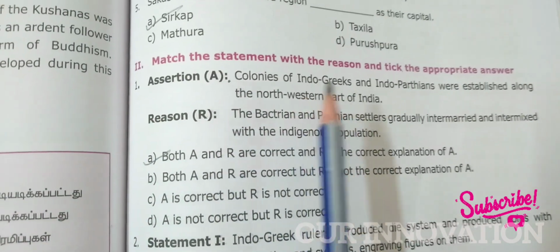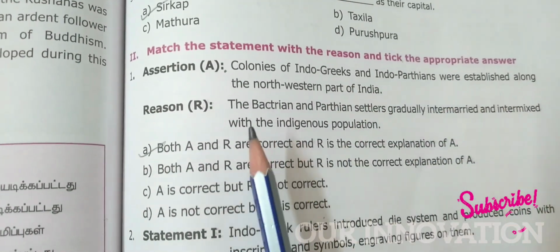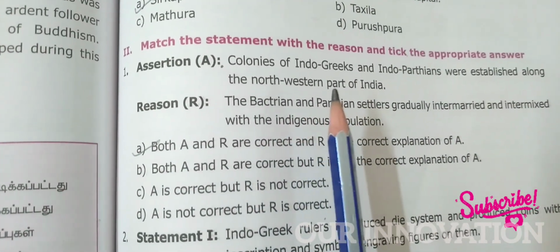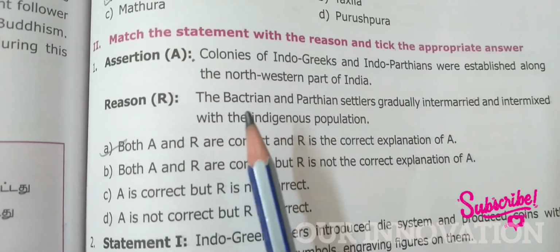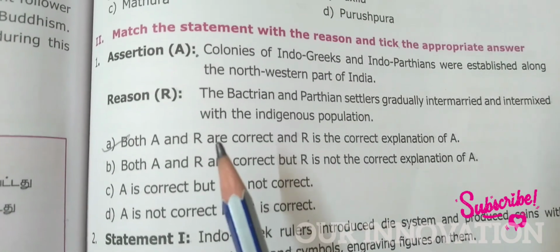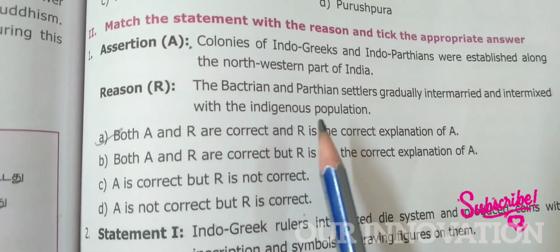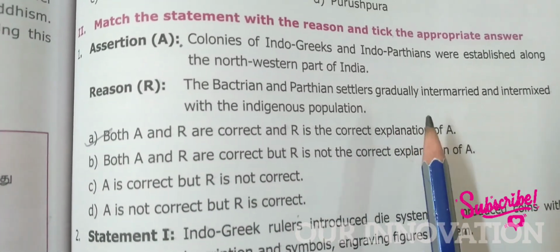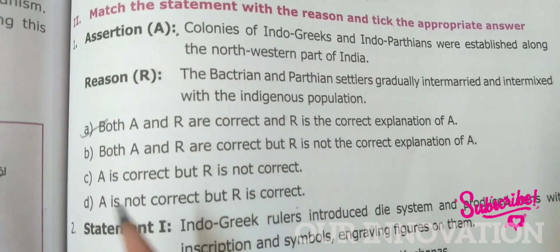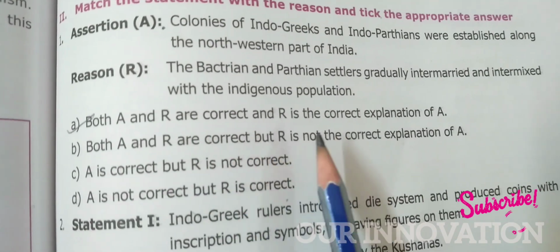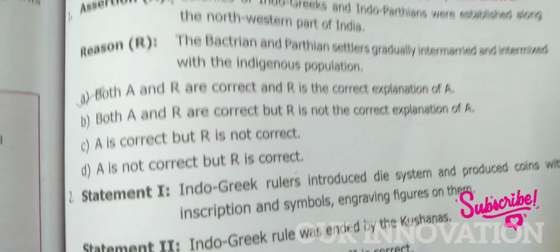Match the statement with the reason and tick the appropriate answer. The assertion: colonies of Indo-Greeks and Indo-Parthians were established along the northwest part of India. Reason: the Bactrian and Parthian settlers gradually intermarried and intermixed with the indigenous population. Both A and R are correct, and R is the correct explanation of A.